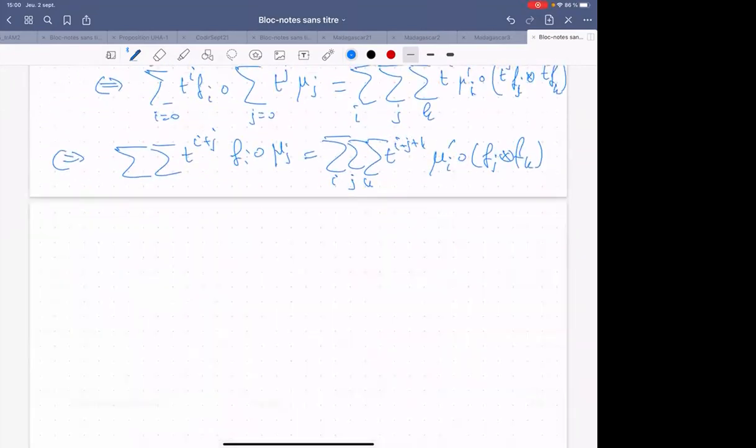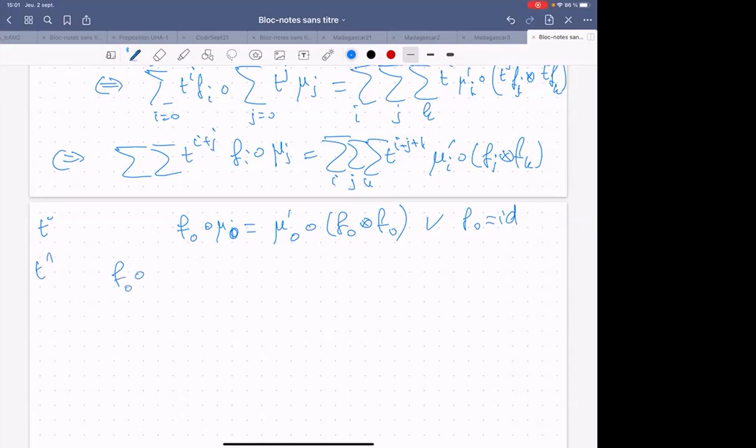And now let us look at this equation and see what happens with t equals 0. With t equals 0, then I have F0 composed with mu_0. This is equal to mu'_0 composed with F0 tensor F0. But since F0 is the identity, this is satisfied. Now, what about t^1? Here it's the composition, not the Gerstenhaber circle. You have to be careful.